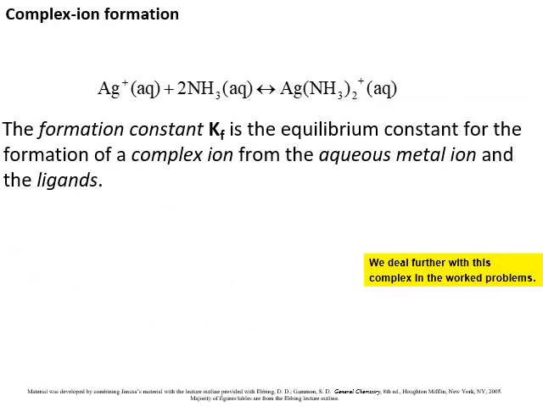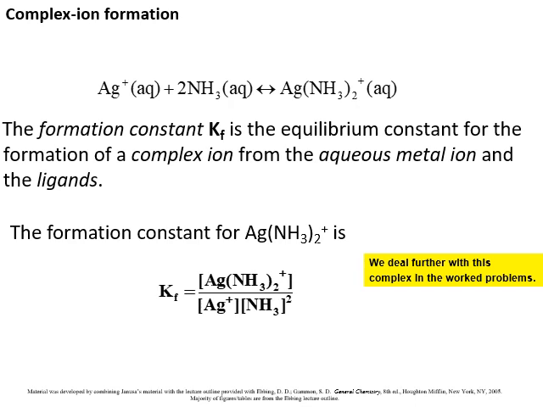So again, at the top we have the formation constant. So here's another kind of constant. The formation constant is K sub F, and that is what the constant would be for the formation of Ag(NH3)2 plus from Ag plus 2 NH3. And that expression would be the products over the reactants.